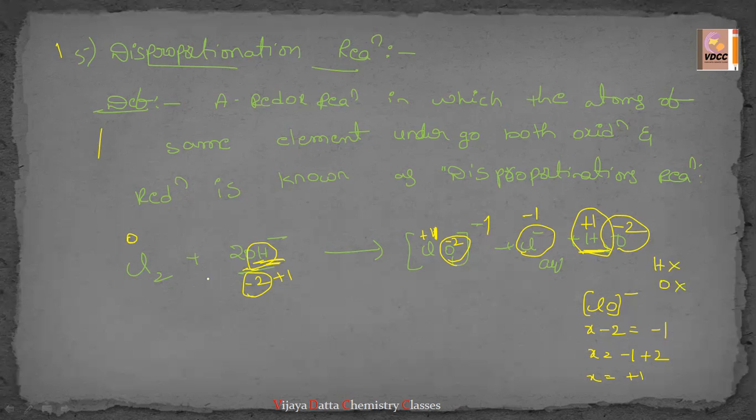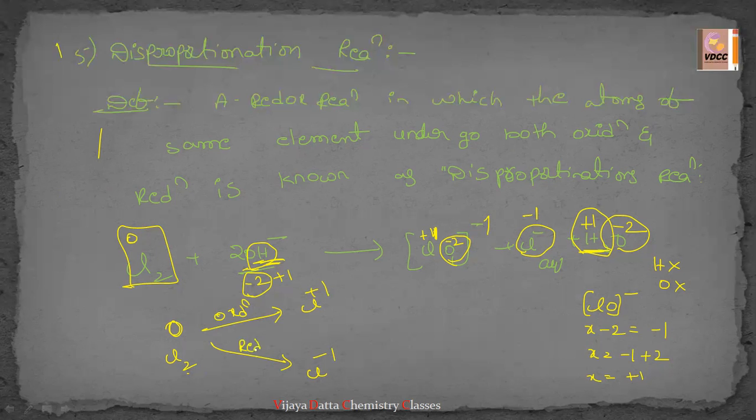Now come to the chlorine. Whatever the oxidation state of chlorine in the reactants side, 0. Chlorine's oxidation state is 0. So see here, this chlorine shows +1 in one case, and again the same chlorine shows -1 on the other side. So from 0 to +1, increasing oxidation state is called oxidation. The same chlorine to -1, decreasing oxidation state is called reduction.